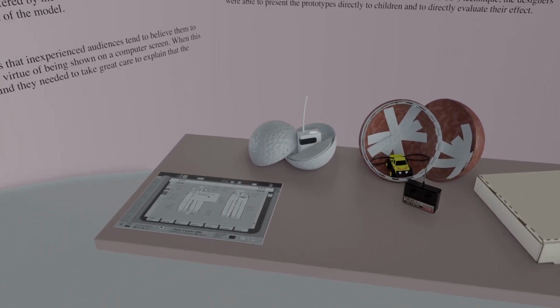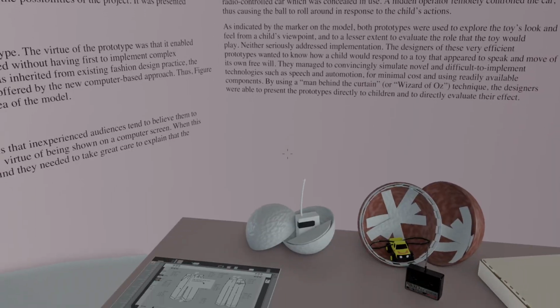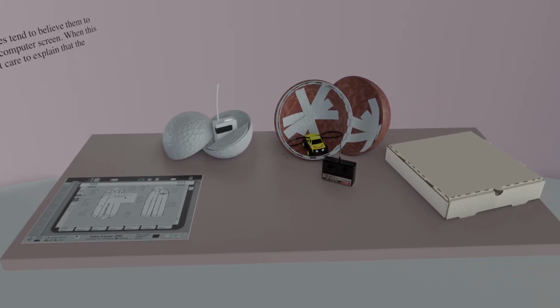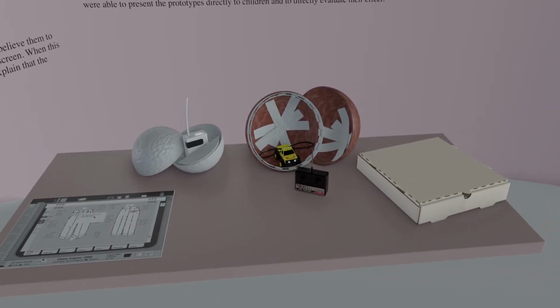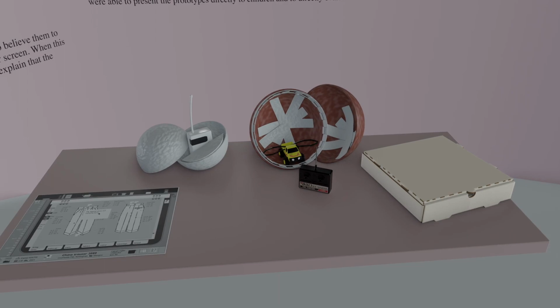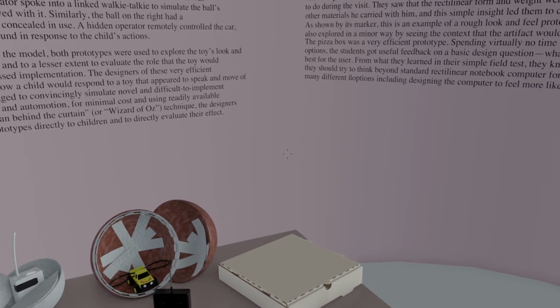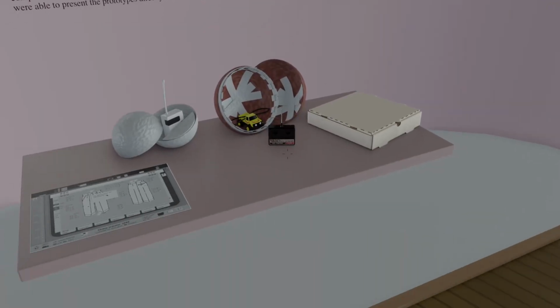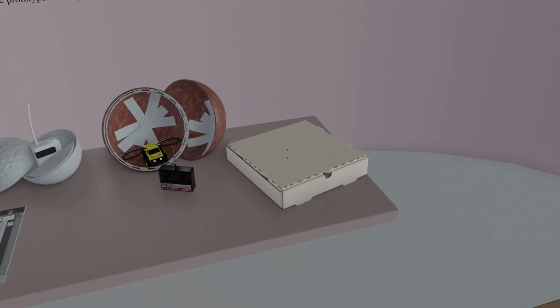Again, here we have the look and feel prototypes. Here there's a ball and a walkie-talkie, or a walkie-talkie and a ball. And here is a remote control car in a ball. And here is the pizza box that was carried around by people in order to evaluate whether it would be an appropriate form factor for a computer.